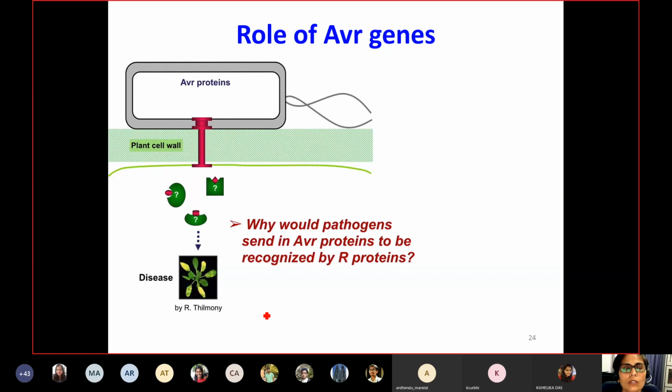Now coming to the role of AVR genes. If AVR proteins are directly injected into the plant cytosol, and they are also recognized by the plant system, that means they are recognized by the resistance gene. So ultimately, what is the role? If it is recognized by the resistance gene, then how is injecting this effector protein advantageous to the bacteria? What is the major role of the AVR gene? That we'll see now.